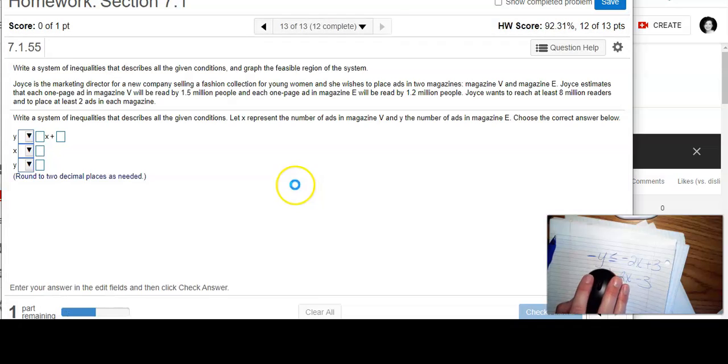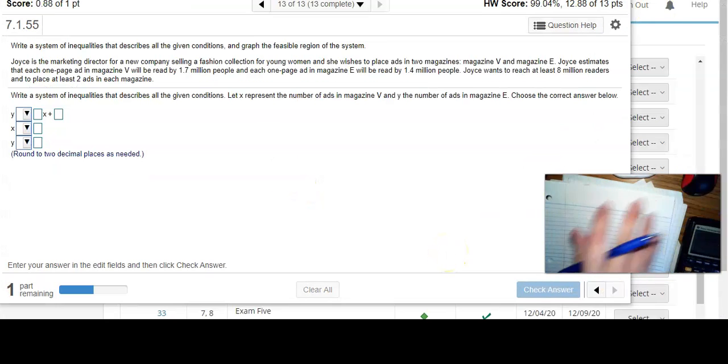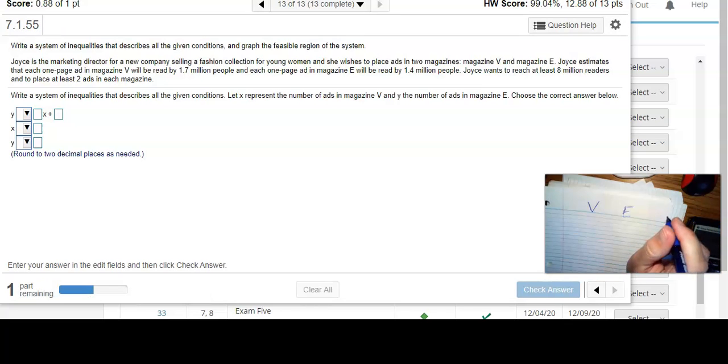All right, so last one. We have Joyce is a marketing director for a new company selling fashion collection for young women. She wishes to place ads in 2 magazines, Magazine V and Magazine E. Joyce estimates that each one-page ad in Magazine V will be read by 1.7 million people. Each one-page ad in Magazine E will be read by 1.4 million people. Joyce wants to reach at least 8 million people. And she wants at least 2 ads in each.